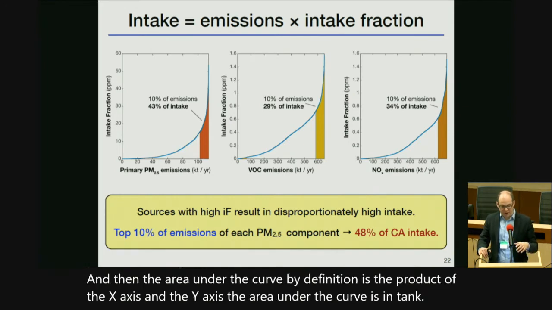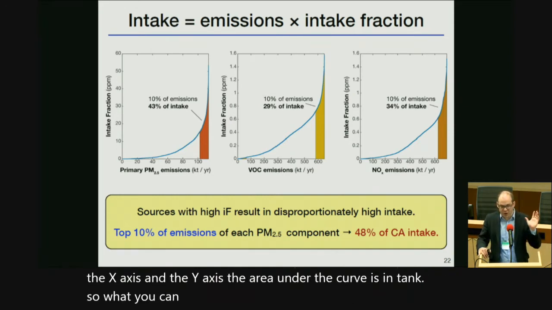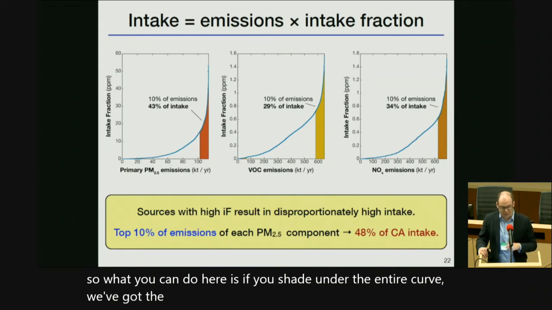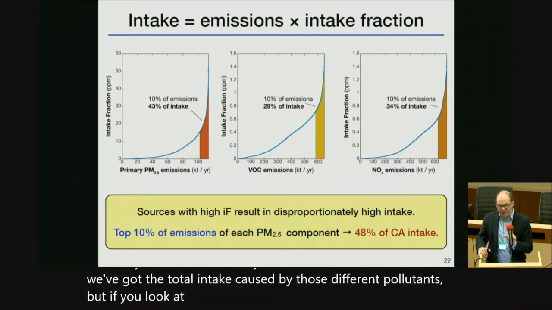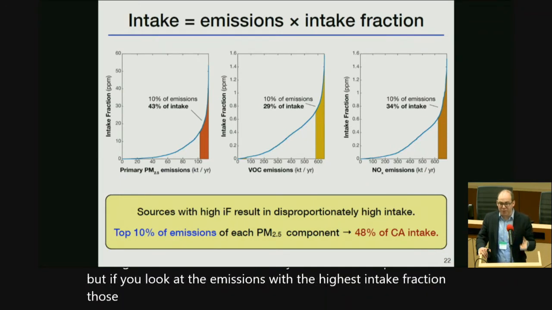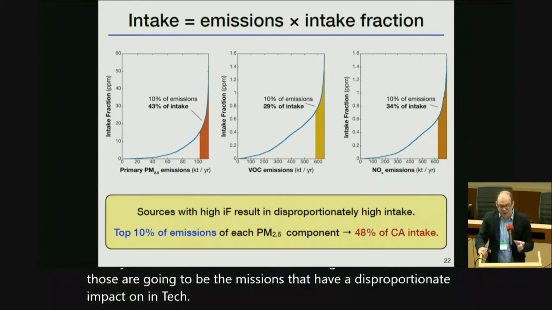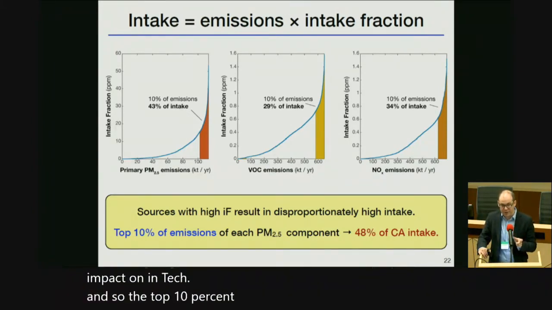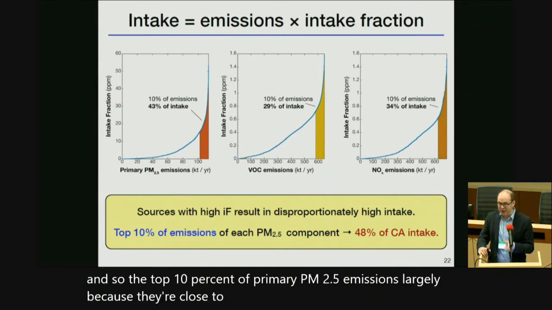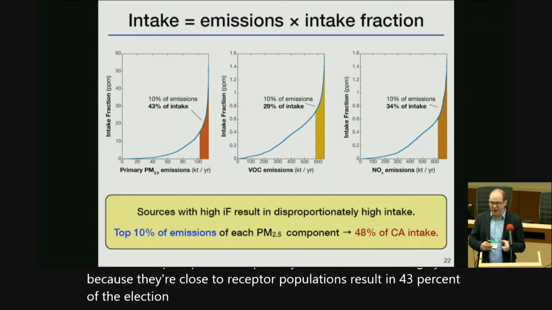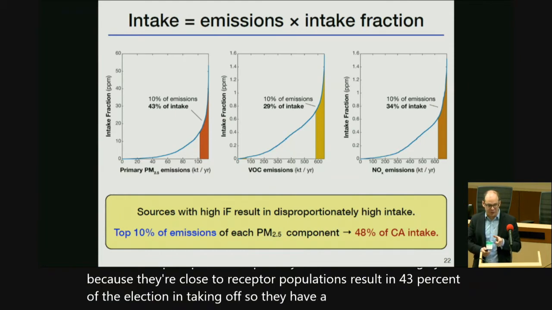So what you can do here is, if you shade under the entire curve, you've got the total intake caused by those different pollutants. But if you look at the emissions with the highest intake fraction, those are going to be the emissions that have the disproportionate impact on intake. And so the top 10% of primary PM2.5 emissions, largely because they're close to receptor populations, result in 43% of the inhalation intake in California. So they have a very strong leverage on exposure.